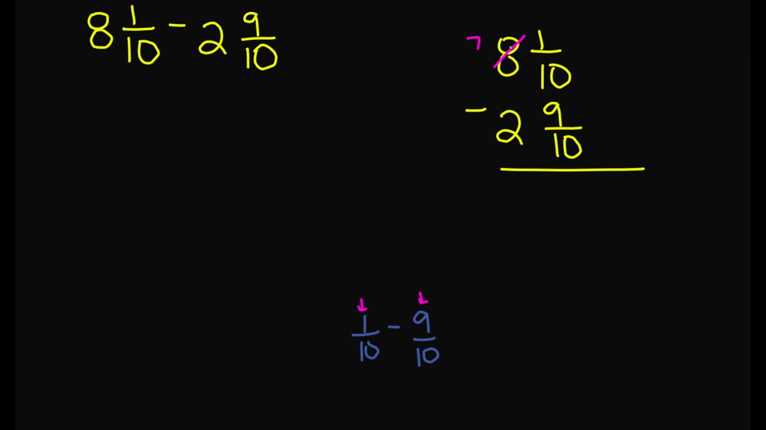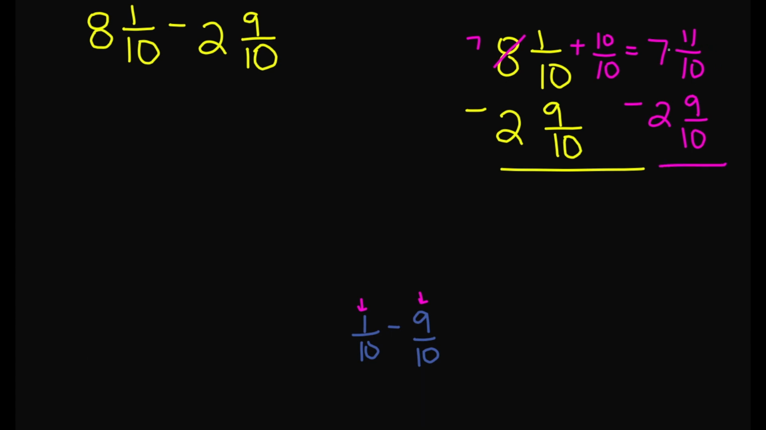And since I borrowed from my whole number, I'm going to add my 10 over 10 here. Remember that 10 over 10 equals 1. So all I did here is I borrowed and I rewrote my fraction. So this is my whole number here, took 1 from here, and I'm going to add 10/10 to what I have here. So now you're going to get 7 and 11/10 minus 2 and 9/10. Now we can subtract.